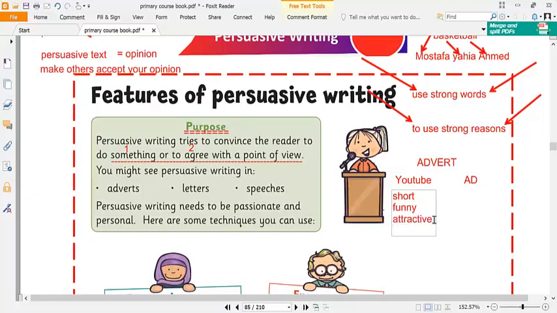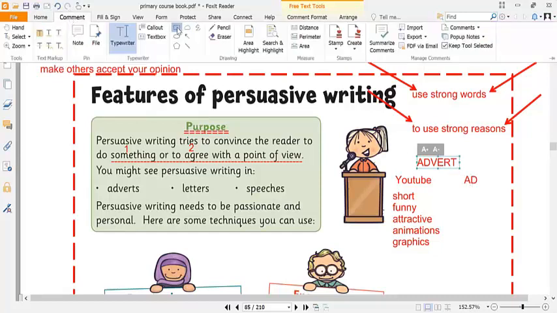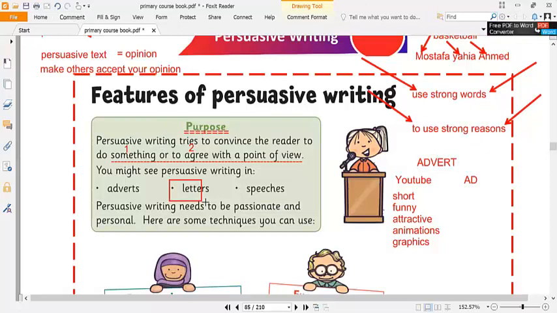It can use some animations, some graphics, drawings, I mean some pictures that are attractive, especially for kids. Okay, so one of the types of persuasive writing is advert. This is number one. The second type of persuasive writing is letters. Sometimes we write letters to people to persuade them with an idea.